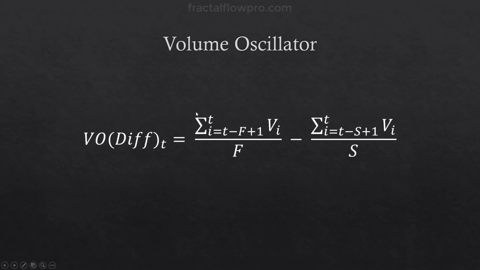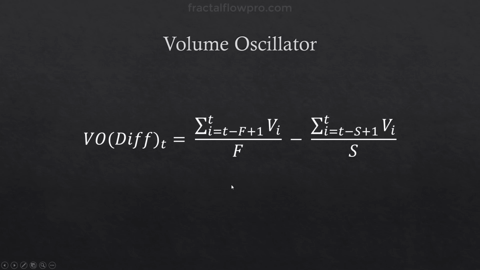The sigma means the summation notation. It means the formula will sum everything starting from the bottom until the top. In other words, the summation will begin at I equals T minus F plus 1. F is the fast moving average period. The plus 1 needs to be introduced in the formula because the current period starts at the index of 0, not 1. So the last 14 periods, for example, go from index 0 to 13 instead of 1 to 14.